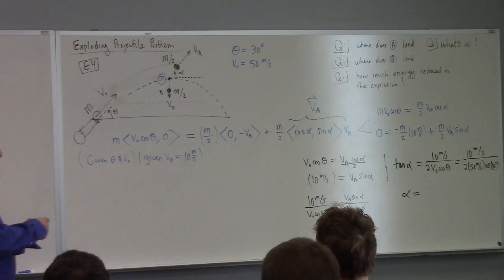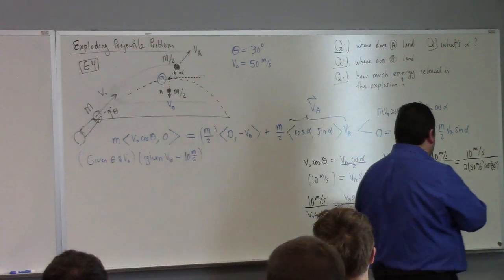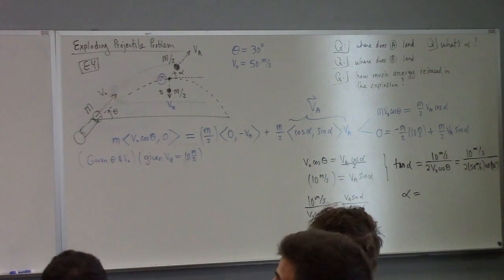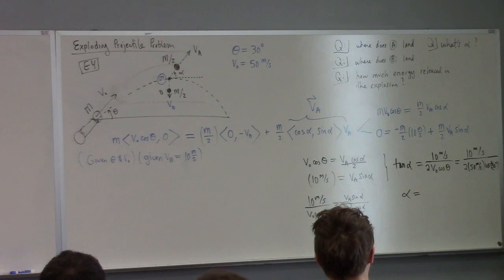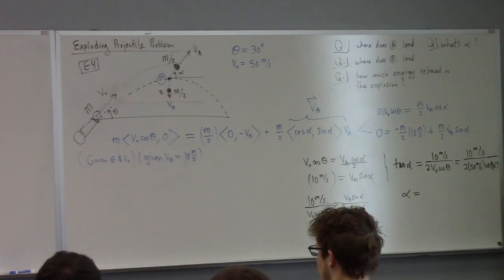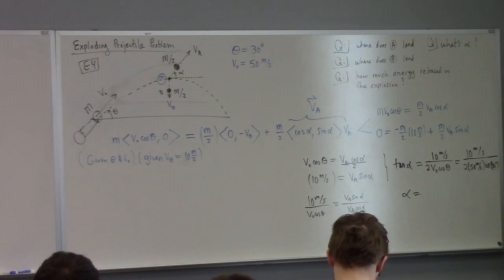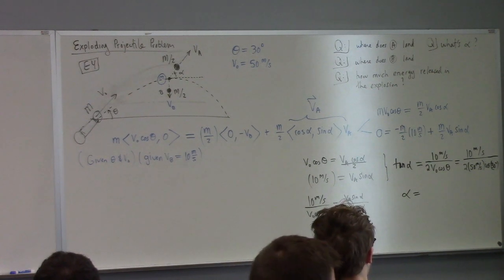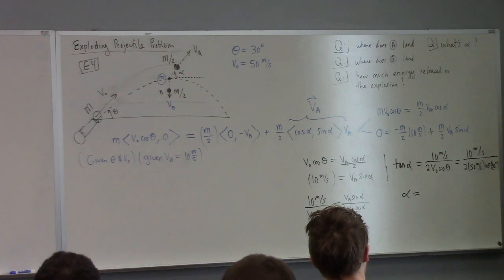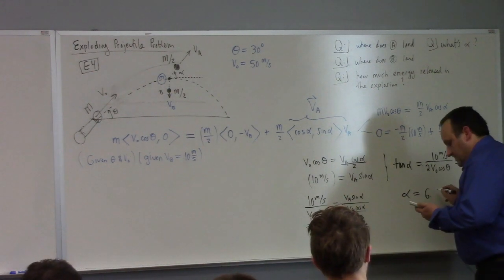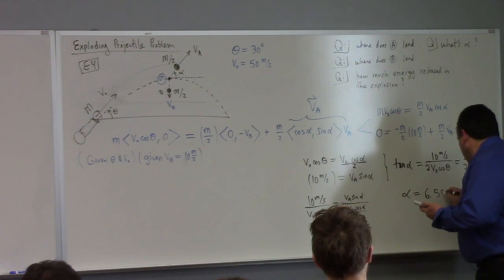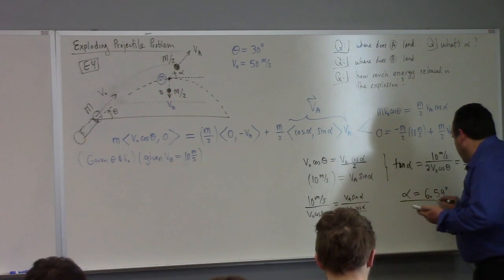I am in degrees. 10 divided by 100, and then divide by cosine 30. Am I in degrees? Yeah, I'm in degrees. So I get 3 root 3 over 15 for the fraction. And then if I inverse tangent that thing, I get 6.59 degrees. So that's inverse tangent of the fraction above.